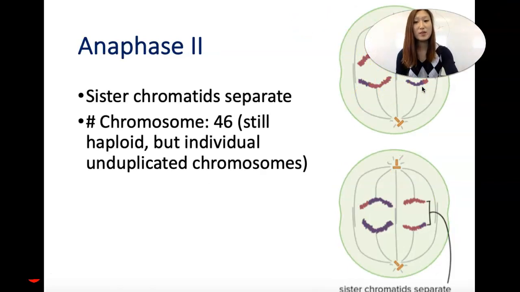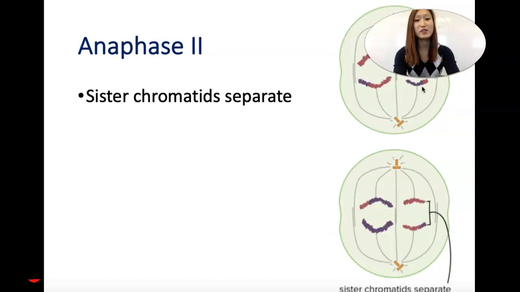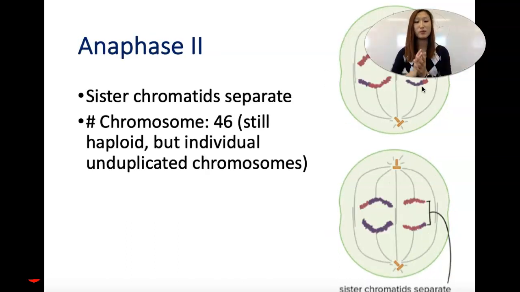What does that mean for a human cell? The number of chromosomes in a human cell will be 46. It's still haploid. You're going to 46, right? Because we're separating the duplicated chromosomes into unduplicated individual chromosomes. So you have haploid, individual, unduplicated chromosomes. It's still haploid because everybody's still single. You're just cutting them in half. They still don't have a pair, okay?